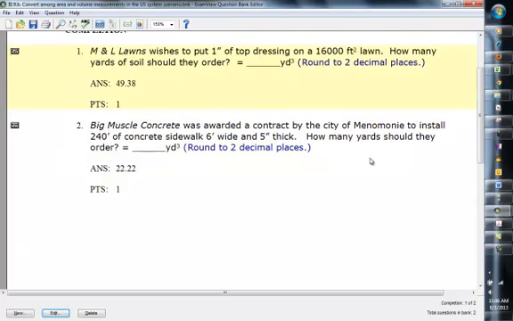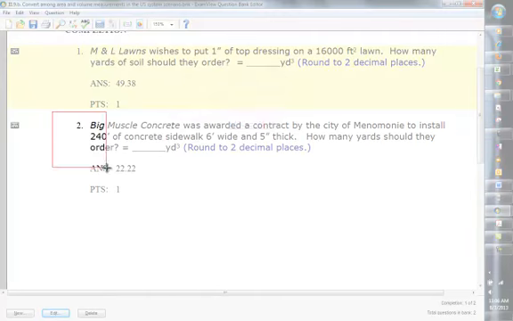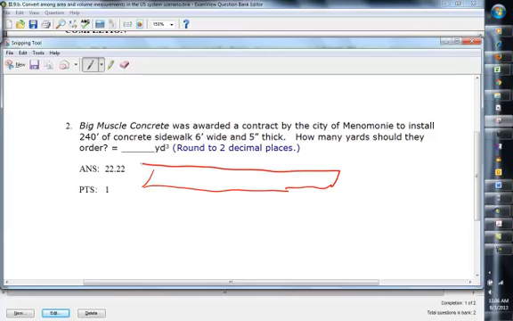Next one, install 240 feet of concrete sidewalk. Okay, so let's draw the picture here. So we've got a rectangle, 240 feet long, 6 feet wide, and then 5 inches thick.